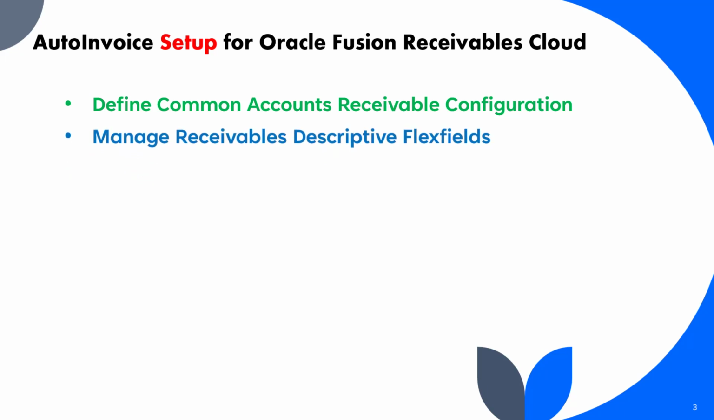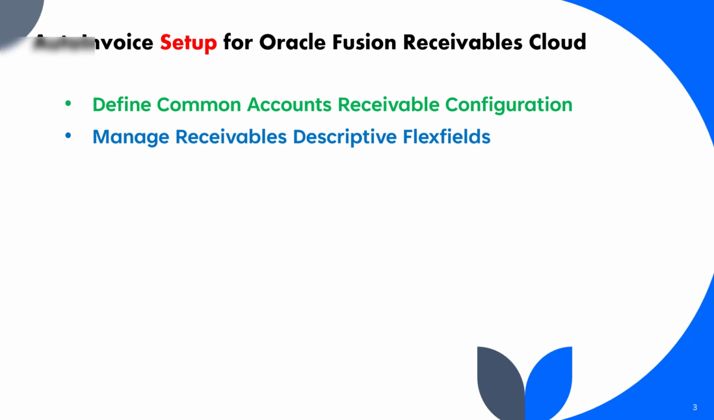The next step is manage receivable descriptive Flexfield. Oracle Fusion Receivables uses the Transaction Flexfield to uniquely identify each transaction line that is imported through Autoinvoice. Autoinvoice is capable of using information from 5 types of Transaction Flexfields: line transactions, link to transactions, invoice lines, reference transactions, and transactions. So you need to set up a line transaction Flexfield in this case study.